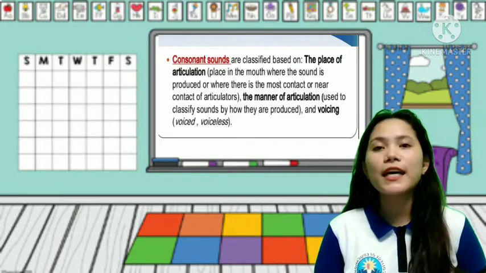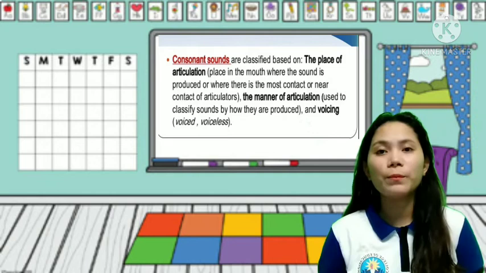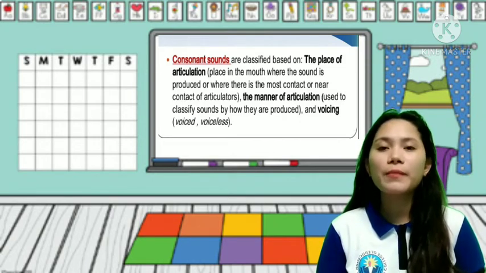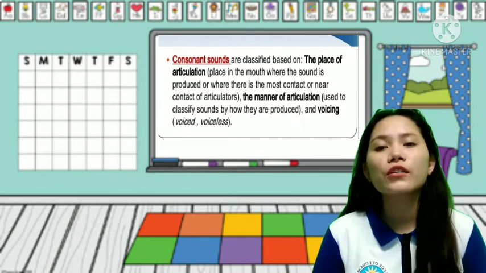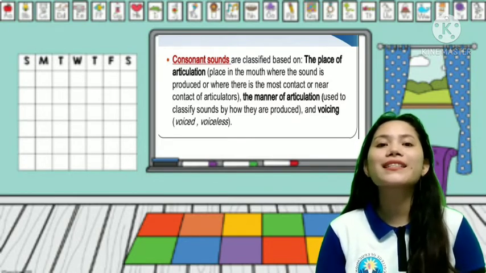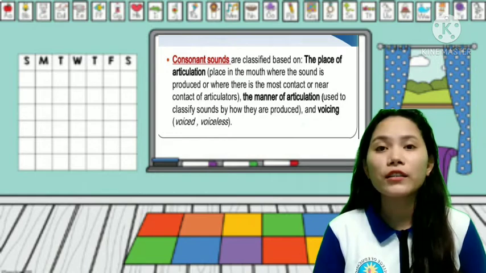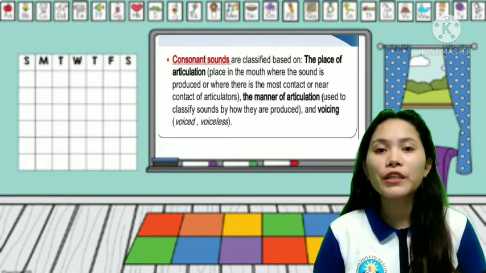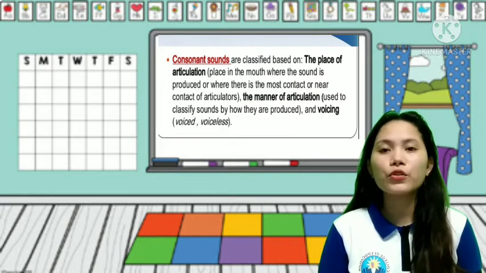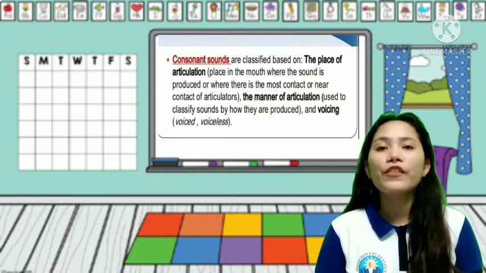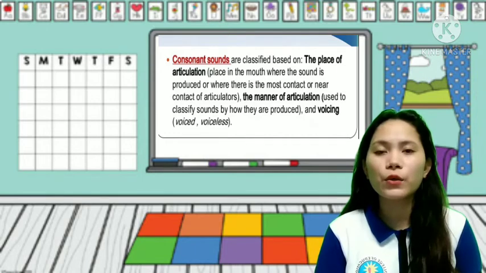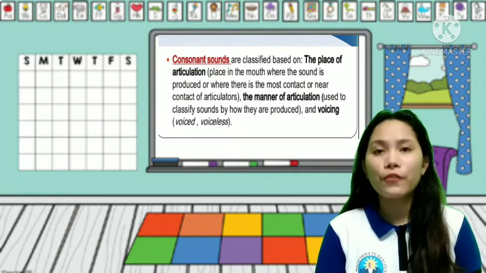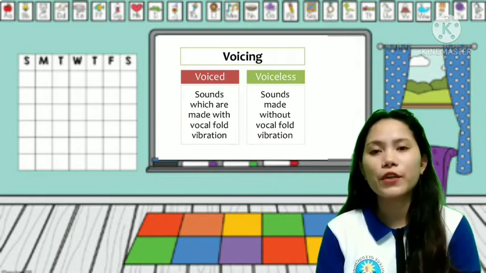So, consonant sounds are classified based on, first, the place of articulation, which is the place in the mouth where the sound is produced or where there is the most contact or near contact of articulation. Next is the manner of articulation, used to classify sounds by how they are produced, and also voicing, whether voiced or voiceless. So let's talk first about voicing.